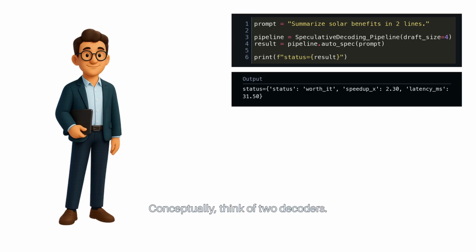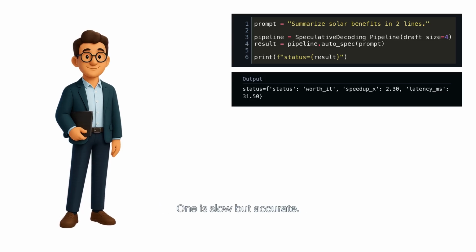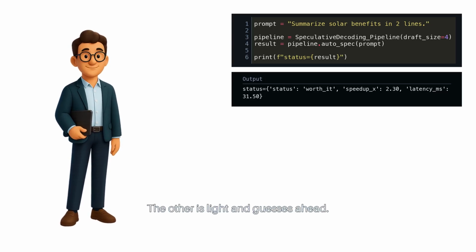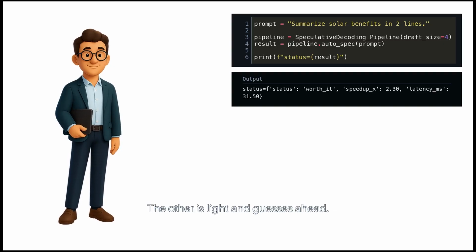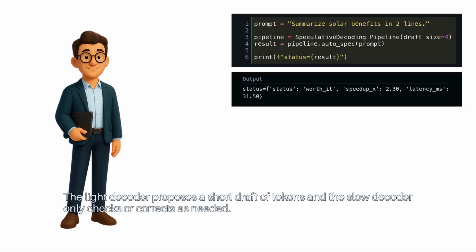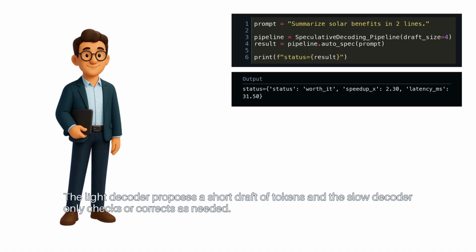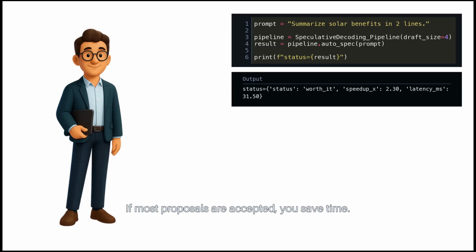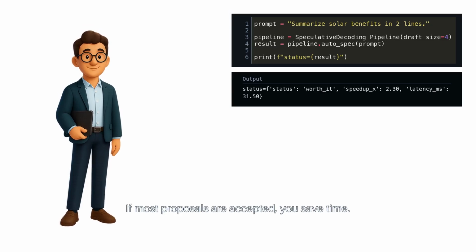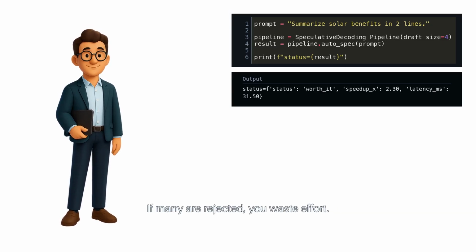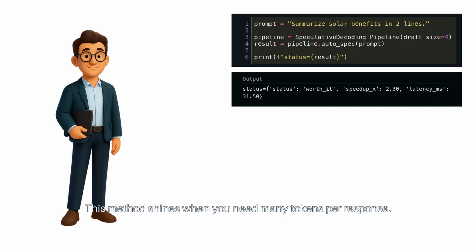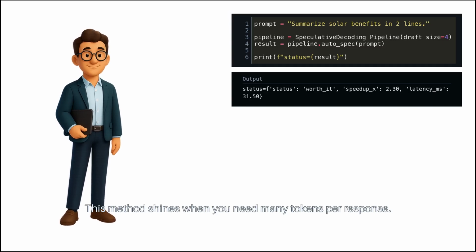Conceptually, think of two decoders. One is slow but accurate. The other is light and guesses ahead. The light decoder proposes a short draft of tokens, and the slow decoder only checks or corrects as needed. If most proposals are accepted, you save time. If many are rejected, you waste effort. This method shines when you need many tokens per response.